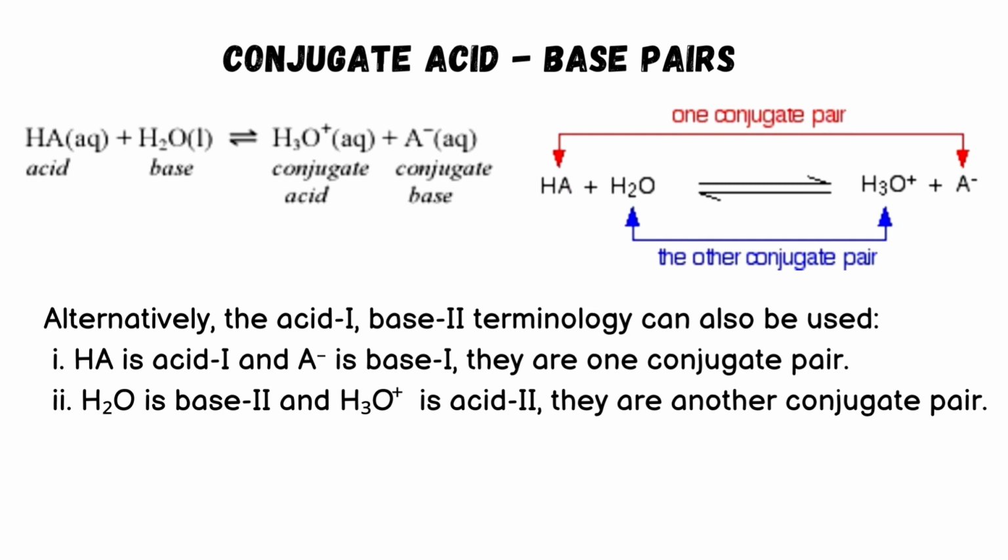Alternatively, the acid 1 base 2 terminology can also be used. HA is acid 1 and A- is base 1. They are one conjugate pair. H2O is base 2 and H3O+ is acid 2. They are another conjugate pair.